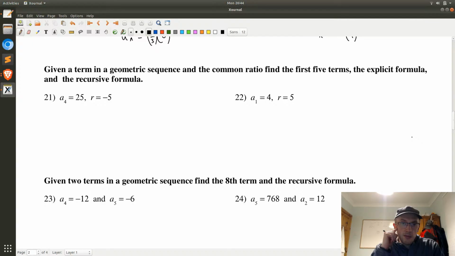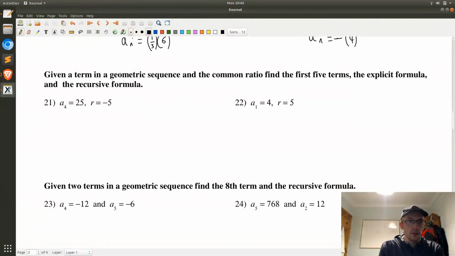Given a term in a geometric sequence and the common ratio, find the first 5 terms, the explicit formula, and the recursive formula. Right, so now, wait a minute, please don't tell me this continues too long. Okay. It's getting a little bit hard for me personally. So, term number 4 is 25. So, blank, blank, blank, 25.